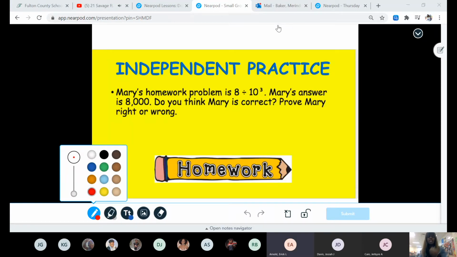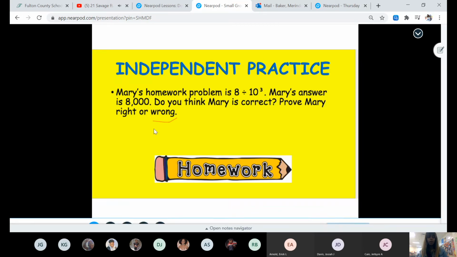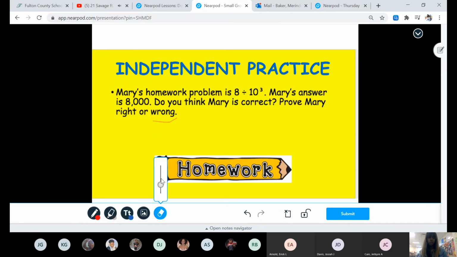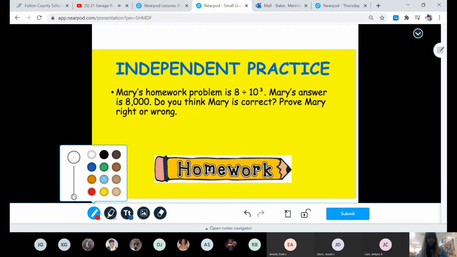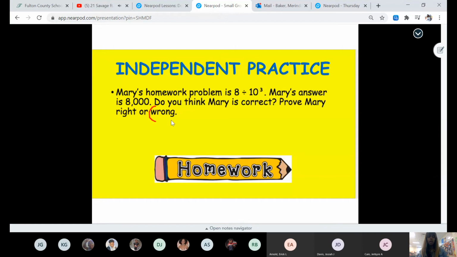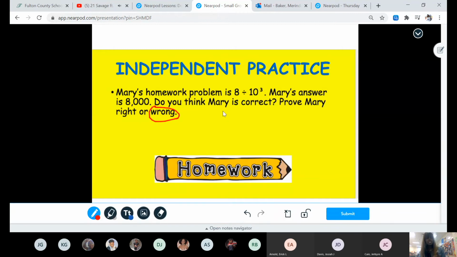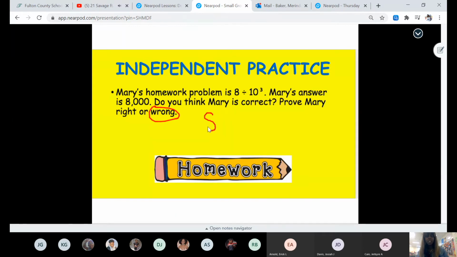So sometimes we even make that common mistake with our problems. So now let's fix it. So let's solve it. First, now we know that Mary, you were wrong. You were trying to multiply when it clearly says divide. You need to make sure you read your problem. All right, so now we've got to see what the correct answer should be. So we have 8 divided by 10 to the 3rd power. So I'm going to bring my 8 down.